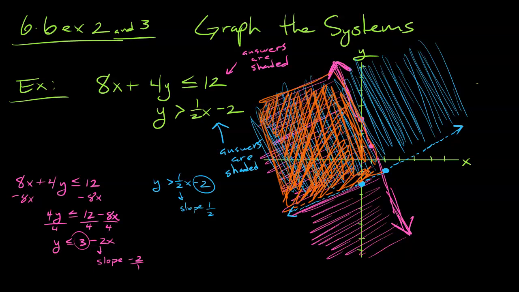So on the test, I'm totally good with just you trying to shade. Or if it's a multiple choice question, the way that you show the shading is just the orange. Because it would say, what is the solution to these systems of inequalities? And these orange points are the ones that make both inequalities true. So I'll just say, like, solution is orange. Something like that.